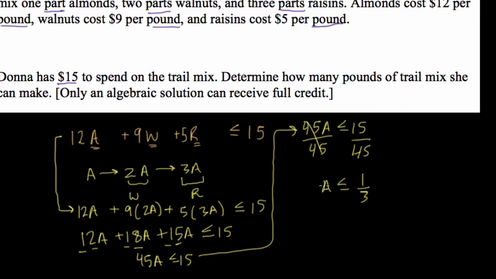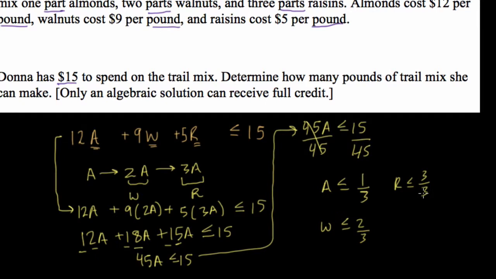Cancel out the 45s. Now we're trying to buy the most we can. So I'm going to see, well, if A equals 1/3, that's the most almonds we can buy, then the walnuts would have to be less than or equal to 2/3, and the raisins would have to be less than or equal to 3/3. Now, here we're trying to find out how much she can buy. Since the almonds are less than or equal to 1/3 and walnuts are less than or equal to 2/3 and the raisins are less than or equal to 3/3, that means the highest amount of almonds, walnuts, and raisins we could buy is 1/3 for almonds, 2/3 for walnuts, and 3/3 for raisins. And that's what we want to do because we want to buy the most that we can.